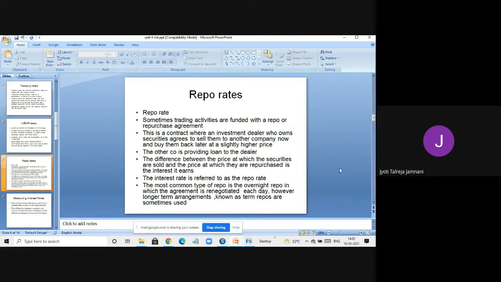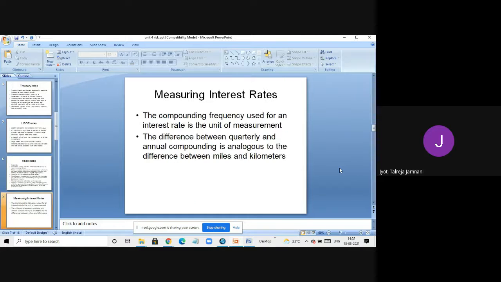But there are also long-term repos available, which we call term repos, wherein the period is more than one day. So 1 month, 2 months, 6 months, these kinds of repo rates are also available. So those were the three types of rates.